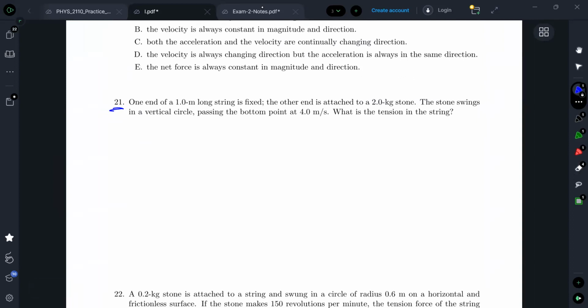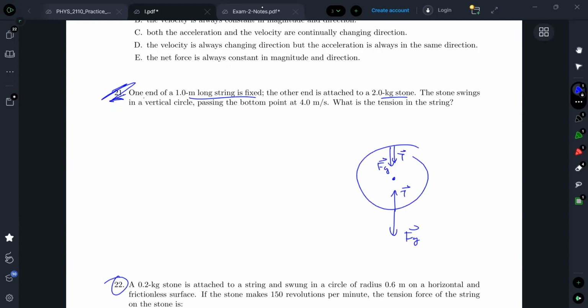Okay, one end of a 1 meter long string is fixed. The other end is attached to a 2 kilogram stone. The stone swings in a vertical circle, passing, actually, I'm going to jump to this one. So that's a vertical circle. That's a little bit more complicated because down here, you're going to have gravitational force and tension acting opposite each other. Here you're going to have tension and gravitational force acting together, and that changes the size of the tension force in this case, and it's a little bit trickier.